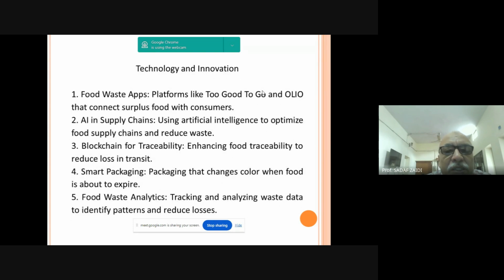Okay. Then technology and innovations, you can have food waste apps. Many apps are there. Then you can use artificial intelligence in supply chains to optimize food supply chains and reduce waste. Then you can use blockchain technology for traceability, right? Where the food loss is taking place. Then smart packaging. The packaging could be that it should change color when the food is about to expire, so you know when to use it. Then food waste analytics, tracking and analyzing waste data to identify patterns and reduce losses.